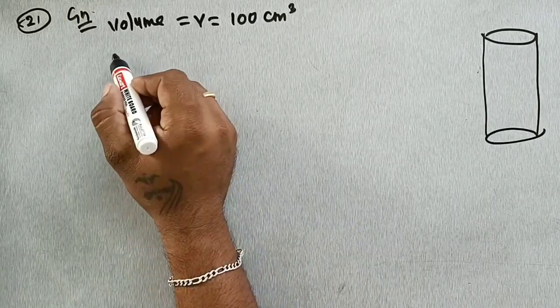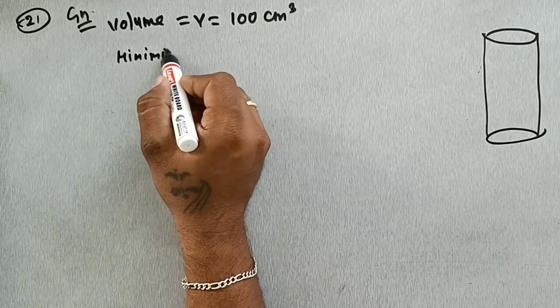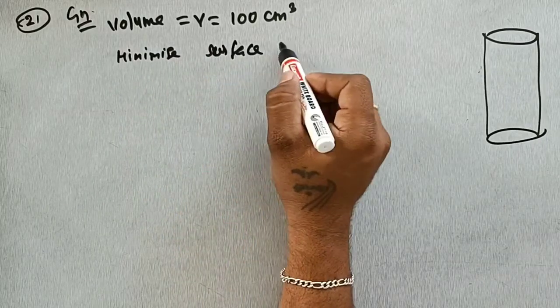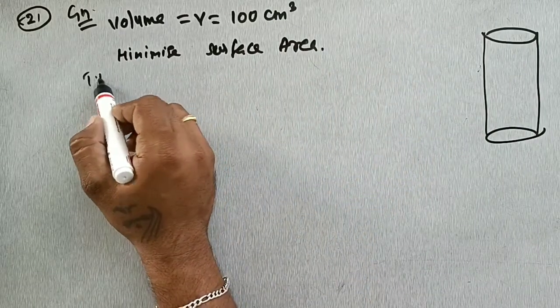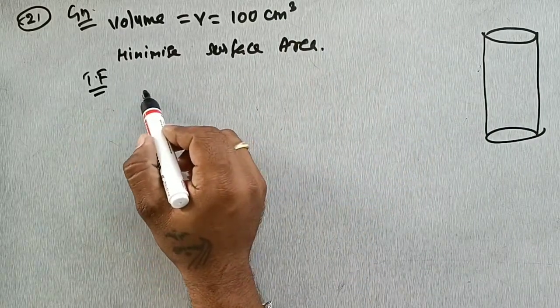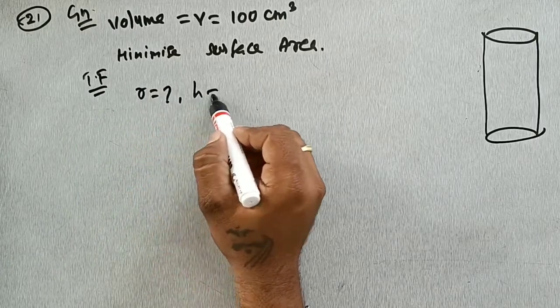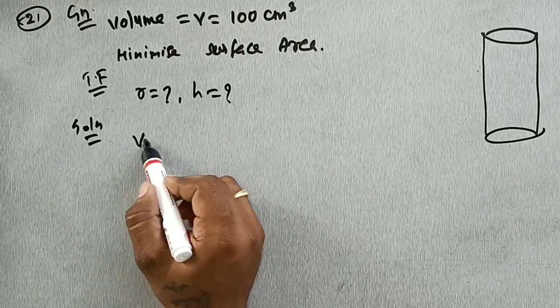So what we have to minimize is the surface area. To minimize the surface area, we have to find the dimensions of this cylinder, which means we need the value of R and we need the value of H. Clear? Solution. So what is the volume of the cylinder?